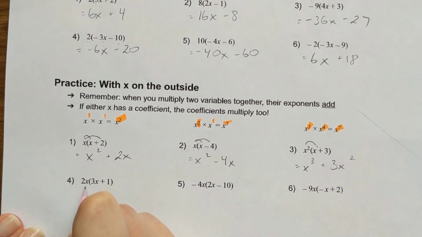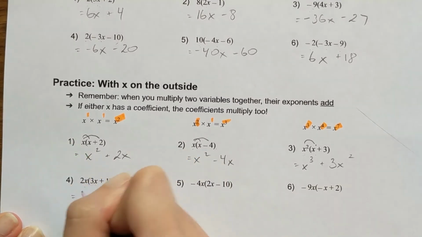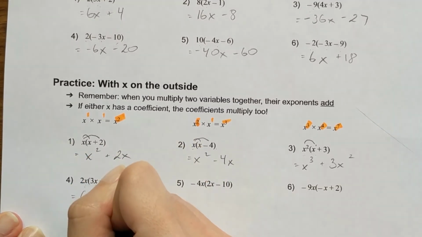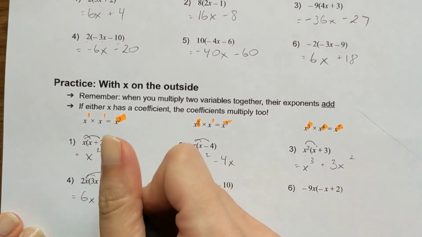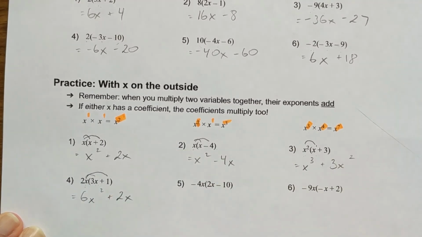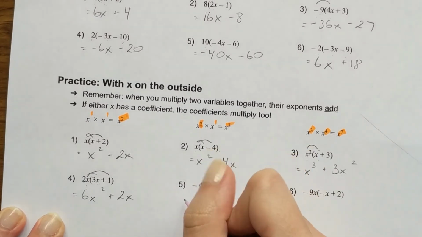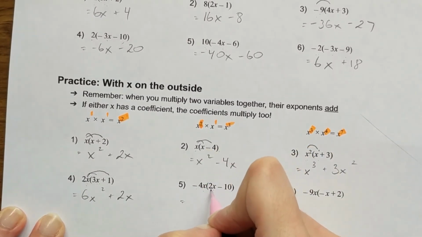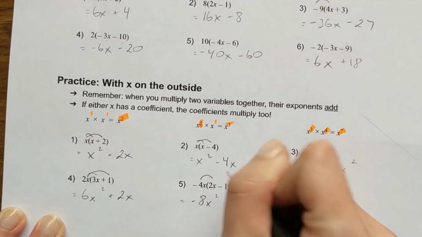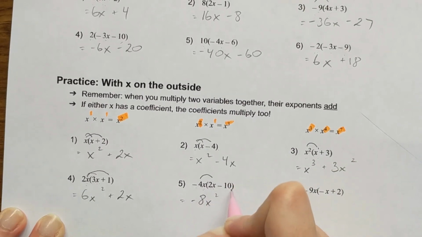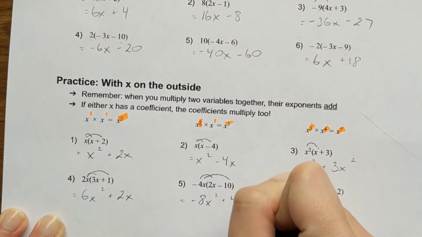I go 2x times 3x, so my coefficients have to multiply. 2 times 3 is 6, and then x times x is x squared. And then 2x times 1 is 2x. Negative 4x times 2x is going to give me, we do negative 4 times 2, that's negative 8. x times x is x squared. And then I do negative 4x times negative 10, that gives me positive 40x.